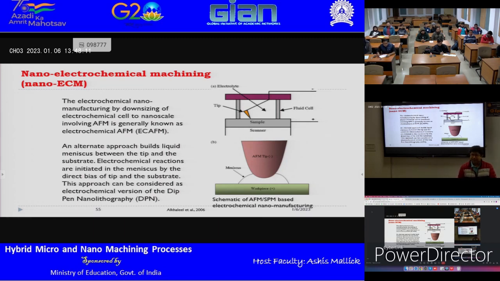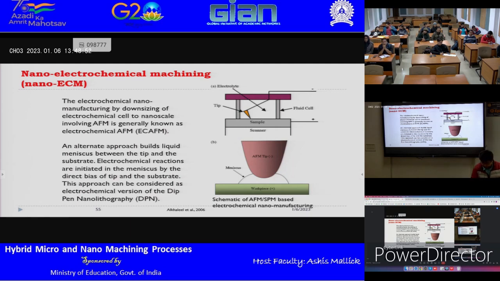Okay, so nano electrochemical machining, that means nano ECM. Very similar arrangement. All you need to do is change the dielectric and put some electrolyte there, and then you will see the ECM process. You use electrochemical nano manufacturing with AFM. The same AFM you can use for the ECM process. All you need to do is submerge that interface in a fluid sample, in electrolyte.